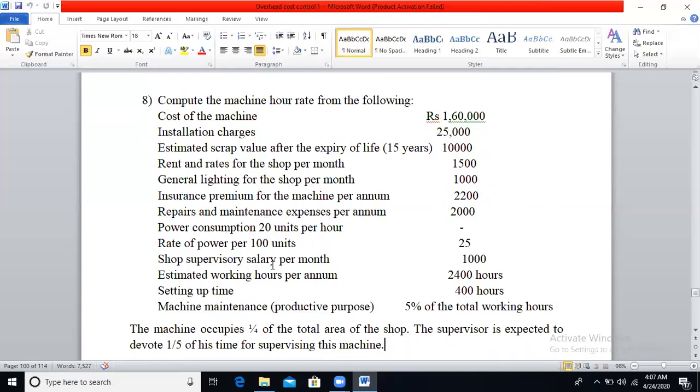Shop supervisory salary per month. Estimated working hours will be 2400 hours. Setting up time will be 400 hours. Machine maintenance, productive purpose, 5% of total working hours. The machine occupies 1/4 of the total area of the shop. The supervisor is expected to devote 1/5 of his time for supervising this machine.